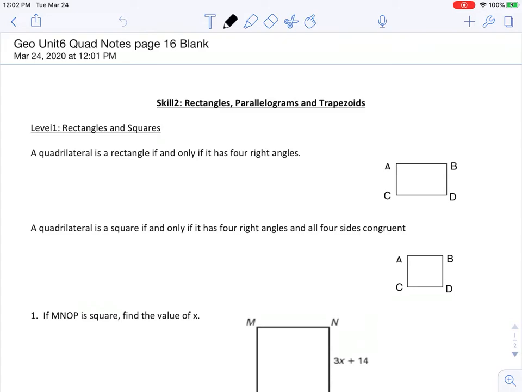One property of a rectangle is that it has 4 right angles. So that means all of these angles are 90 degrees. The other property of rectangles, as you already probably noticed, is that the opposite sides are congruent. So that means this side is the same as this side, and this side is the same as this side.